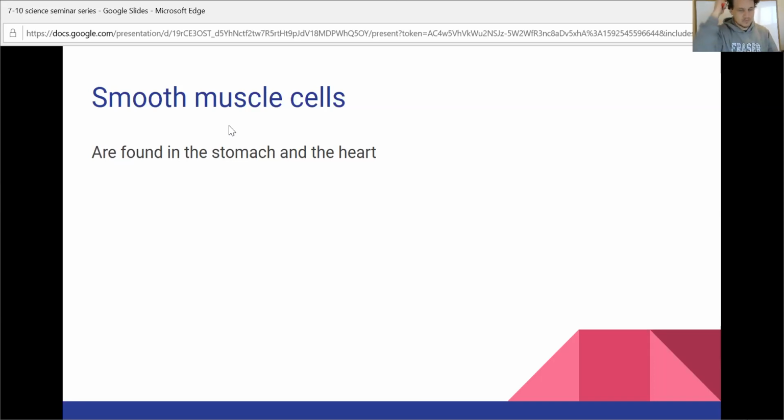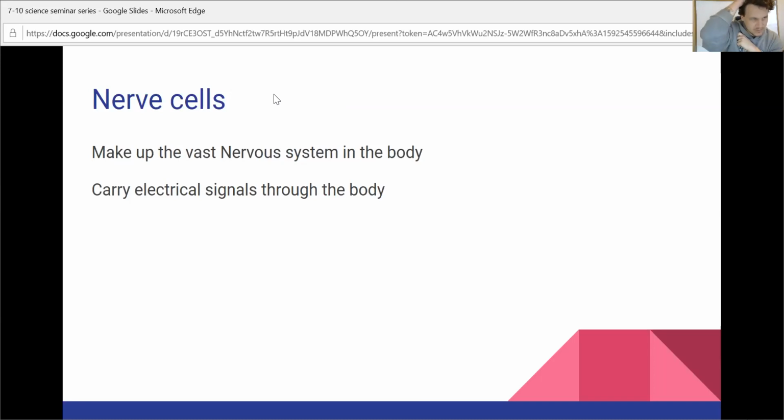So if we have the gut and the stomach, they have what's called a peristaltic squeezing action to push the food down and to break it down. The heart contracts differently to other muscle cells, with an unconscious beating. We don't make our heart beat. We don't make our digestive system work. It happens automatically. So nerve cells make up all the nerves in the body.